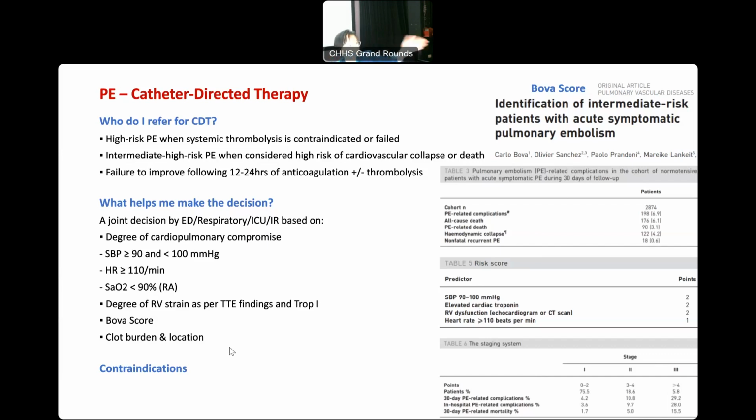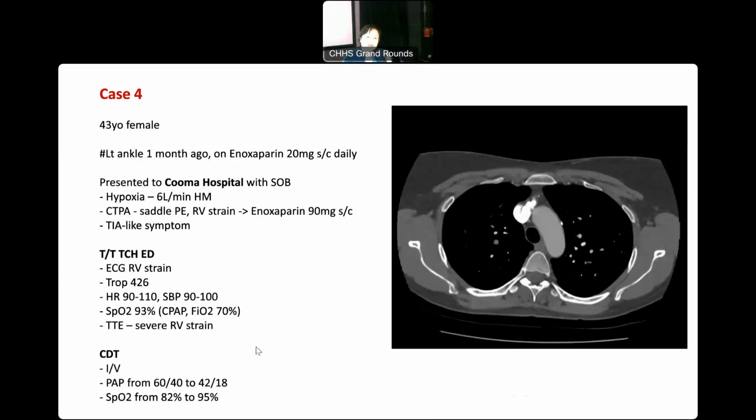Of course, you have to talk to interventional radiology. Is that doable? What if it's all peripheral? They can't do anything. So you can look at the burden and location as well, with a multidisciplinary decision to go into catheter-directed therapy. There's a huge list of contraindications in the pathway if you can go back to it. So we have low evidence, but are we going to stop doing it?